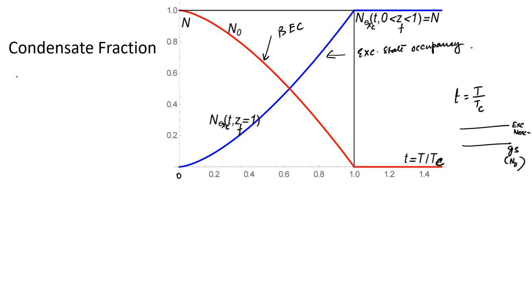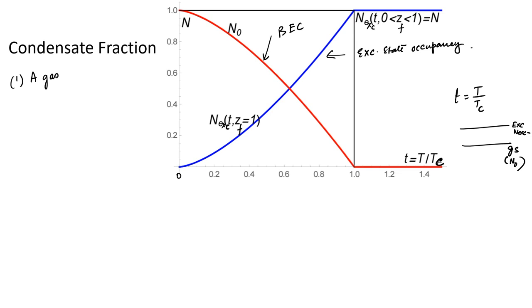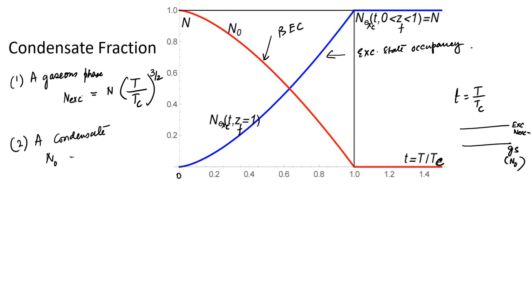So, here we have a gaseous phase, which is the blue line. Why are we calling it a gaseous phase as opposed to the condensate phase? That contains N_E, let us call it N_EXC, or you can call it just N_E also. This is equal to N times (T by TC) to the power 3 by 2, and it also consists of a condensed phase or a condensate, having an N0 which is equal to N times (1 minus (T by TC) to the power 3 by 2).